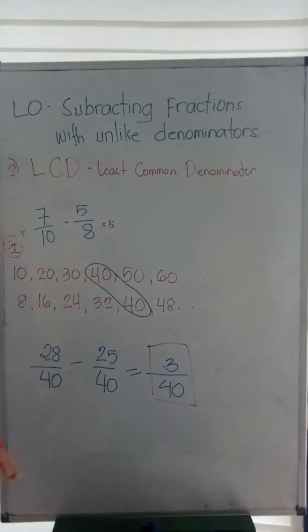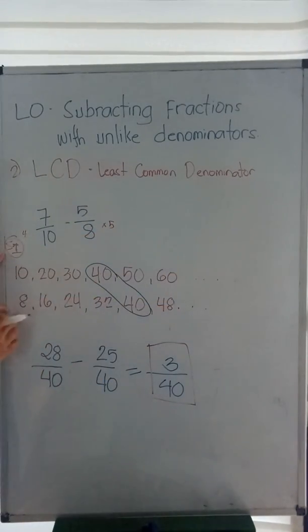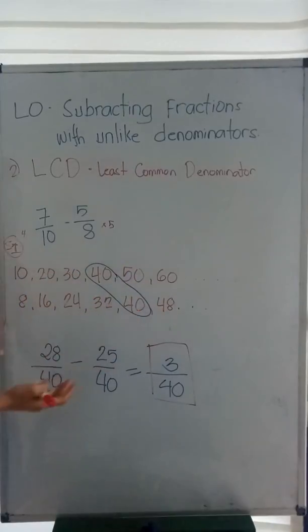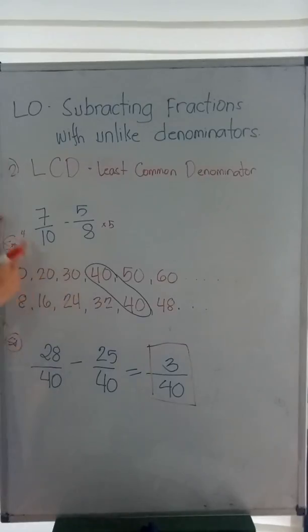That's it. Okay, again, step 1 for our LCD, find the least common denominator to get the denominator. And for step 2, you just find what number to multiply to your numerator, and then you just take away.